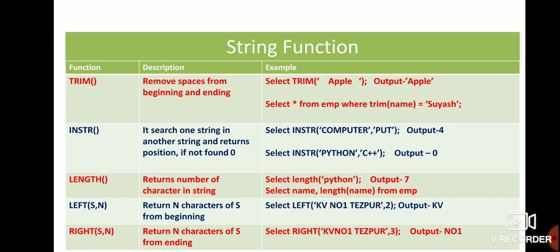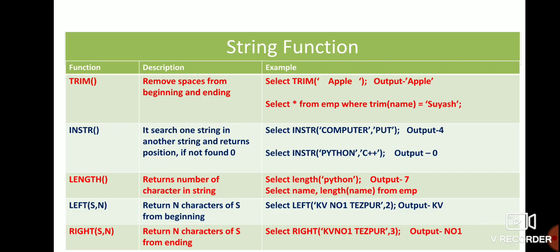Next is left s comma n. Here it is written: n characters of s from the beginning. S is the group of words, and n is the number of characters we have to generate as output. Like select left KV number 1 Tejpur comma 2. So how many characters will it return? Only the first two. From the left I have selected, so from left it will select. K is the first character and V is the second character, so it will return only two characters, that is K and V.